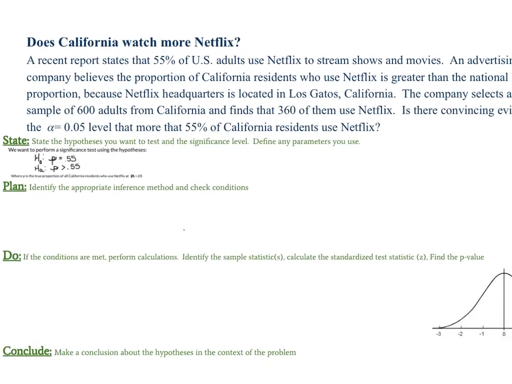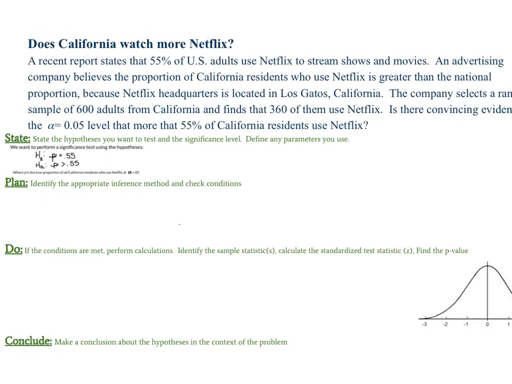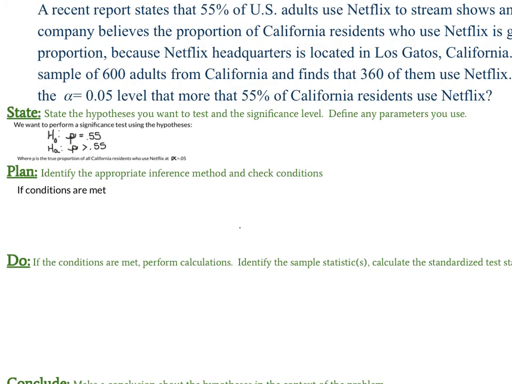So now we are going to need to plan. What is it that we're going to do? When we plan, this is where we name our test and check our conditions. So I'm stating that if conditions are met, we will proceed with a one proportion z-test. So I've named my test, and now what are the conditions that we need to check?